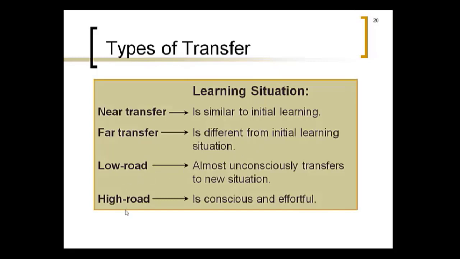And then low road versus high road refers to how easy it is for you. So low road transfer, it says almost unconsciously transfers. So it's very easy for you. So if you learn fractions in the classroom incredibly well, and then you go out and you use fractions in cooking without even thinking about it, that's a low road transfer. You don't have to stop and draw it out and visualize it. You got it. You can do this.